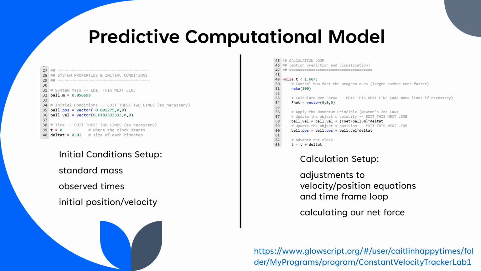I also implemented some adjustments to the calculation loop that involved applying the momentum principle, or Newton's second law, in order to obtain a prediction of the new velocity, which would then be used to predict a new position at a new time interval delta t later, and looping continuously until time reached the last observed time.